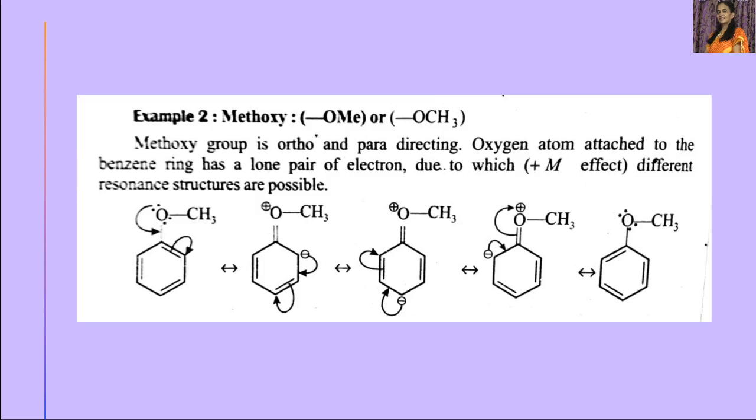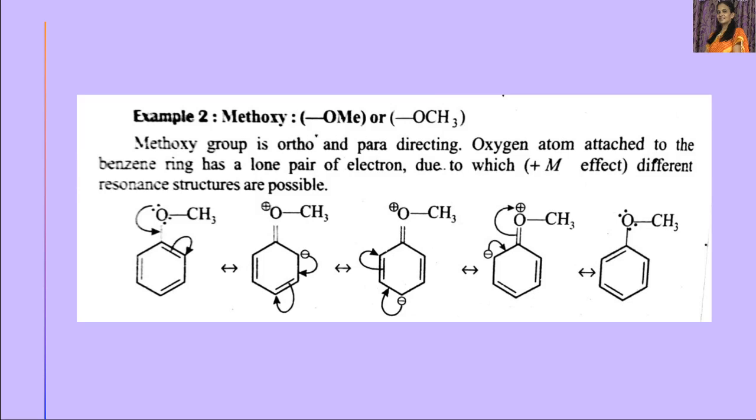Like the amino group, the oxygen atom attached to the benzene ring has a lone pair of electrons, due to which it has a plus M effect, that is, it is an electron releasing group. Plus M effect means it releases electrons towards the adjacent carbon. Due to this plus M effect, different resonance structures are possible. You can see here, this is methoxybenzene, where the methoxy group is the first substituent present on the benzene ring.